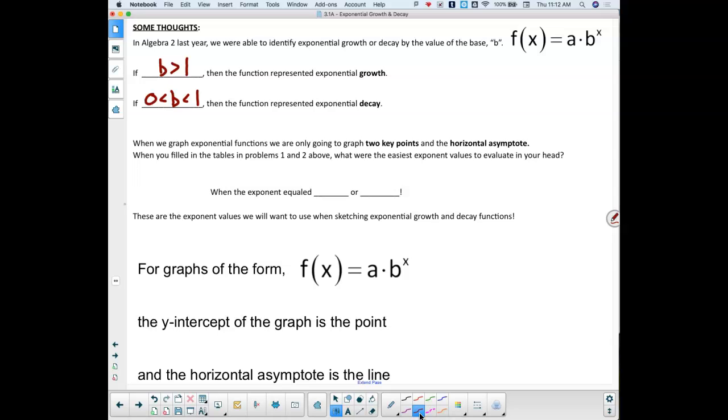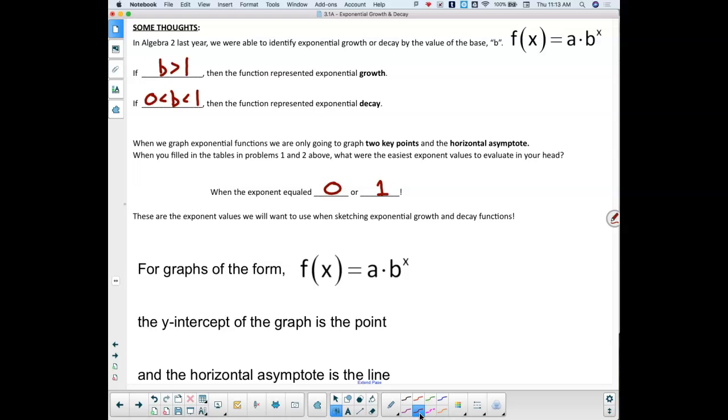So we want 2 key points. If you look back to the top in those warm-ups, which were the 2 easiest ones to find in your t-charts? X equals 0. And? When x equals 1, yep. So in those 2 cases we only had exponents of x, so it was when the exponent equaled 0 or the exponent equaled 1. That made it easier on us. So easy, in fact, you probably didn't even have to use a calculator to calculate those 2 values. Okay?